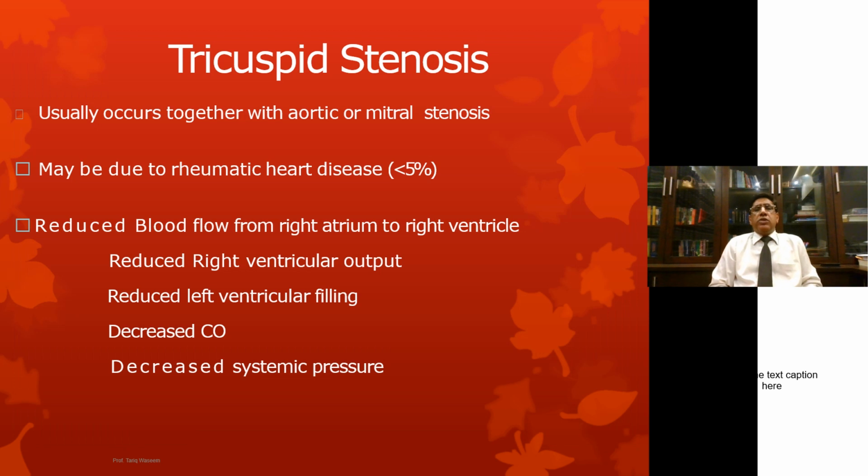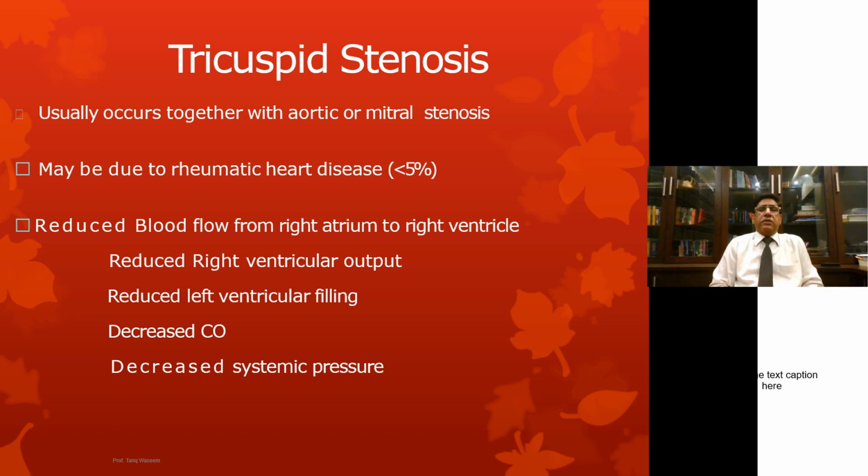Tricuspid stenosis usually occurs if it is associated with aortic and mitral stenosis because of rheumatic heart disease. But the isolated involvement of the tricuspid valve in rheumatic heart disease is very, very rare.